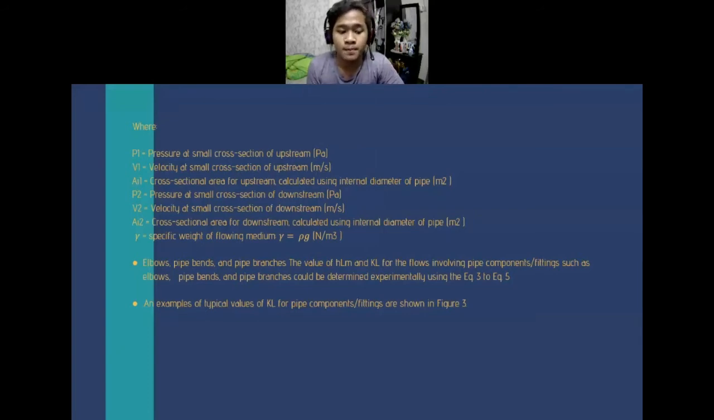For the elbow, pipe bends and pipe branches, the value of the SLM and KL of the flow involving pipe component of fitting, such as elbow, pipe bends and pipe branches, could be determined by experiment by using equation 3 to equation 5. An example of the typical value of the KL for the pipe component of fitting is shown in figure 3.